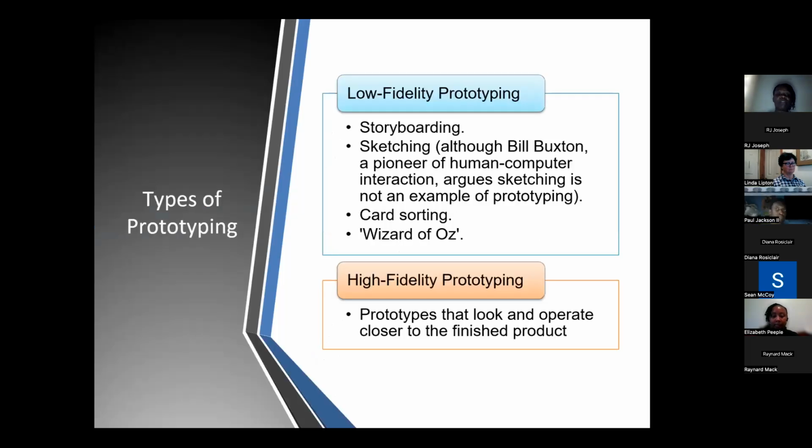There are two different types of prototype. There is low fidelity prototyping, which is what we've been exploring. Our storyboards are considered low fidelity prototyping, and sketching is also a form of low fidelity prototyping. Card sorting, Wizard of Oz.